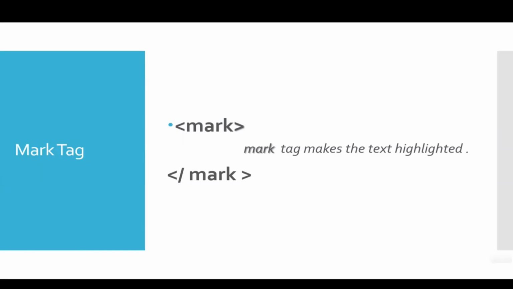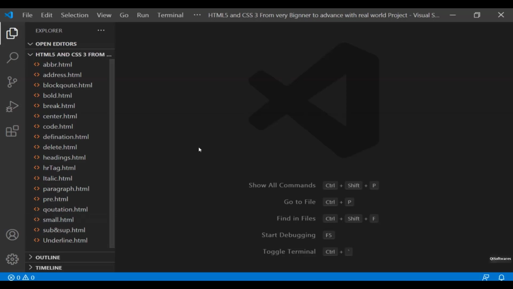In this video, we will discuss some more tags, starting with the mark tag. Mark means to highlight the text. If you want to make some text highlighted on the web page, you can use mark for that. For the mark tag, we need to create a new file.